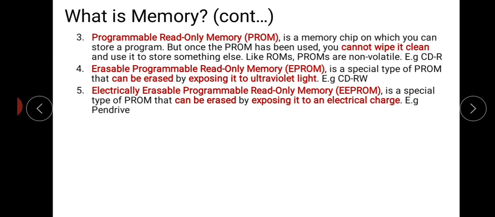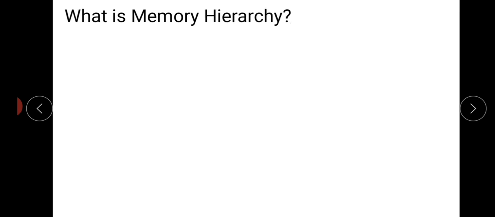Next one is EEPROM, that is electrically erasable programmable read-only memory, a special kind of programmable ROM that can be erased by exposing it to an electrical charge. Using the electrical charge you can erase the data and rewrite your data on the memory, and it is widely used, for example in our pen drive. So that is one kind of EEPROM. So this is all about the various types of memory.